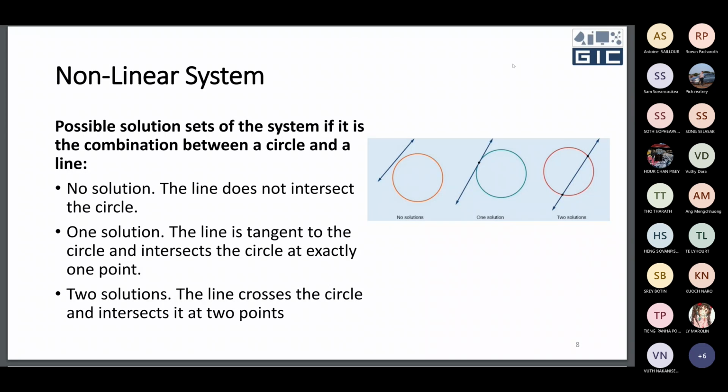So you can give the definitions exactly the same as the linear system. When there is no solution, there is no point that makes both equations true at the same time. One solution, what does it mean? It means that you have one point that can make both equations true at the same time. So you have exactly one solution. How about two solutions? You have 2 points that can make your equations true at the same time. So you have 2 solutions.